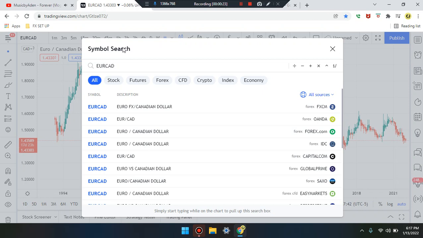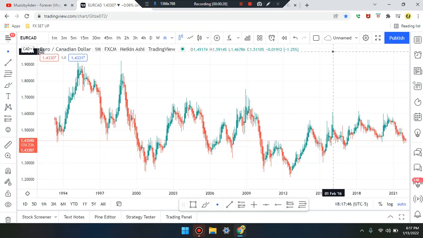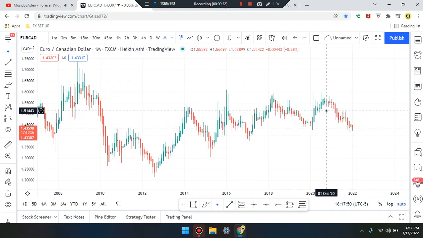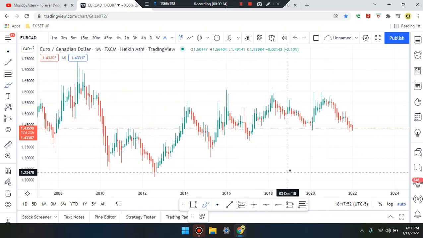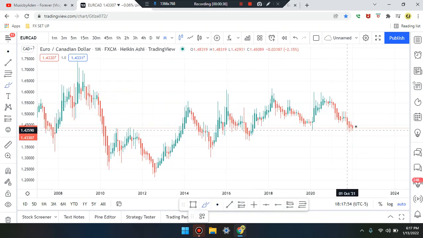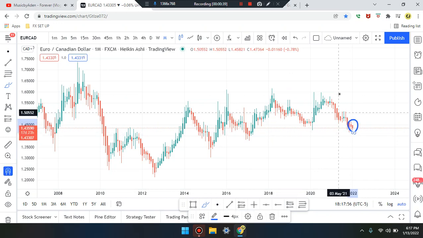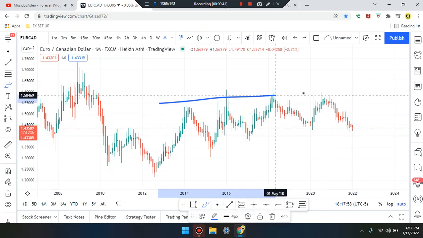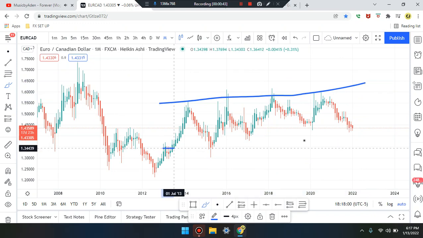Okay, guys, we are marking up EUR/CAD. Let's take a look at what's going on in the market. We're going to head over to the monthly time frame. We are in the monthly time frame, headed over to price action, last candle of the market. You can also see the market putting itself in some type of slight uptrend.